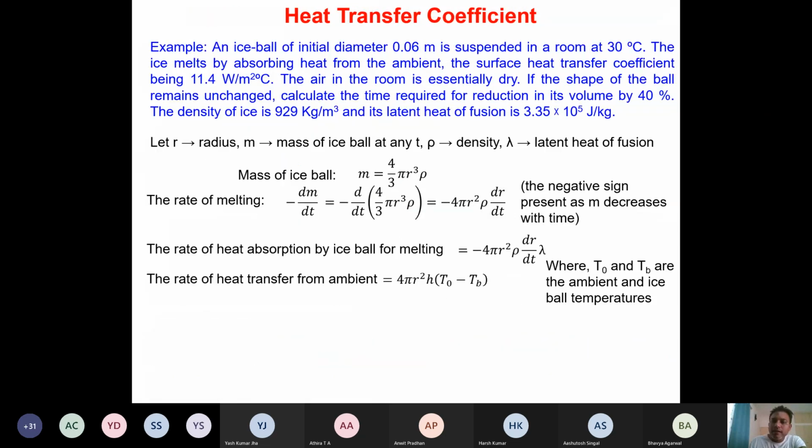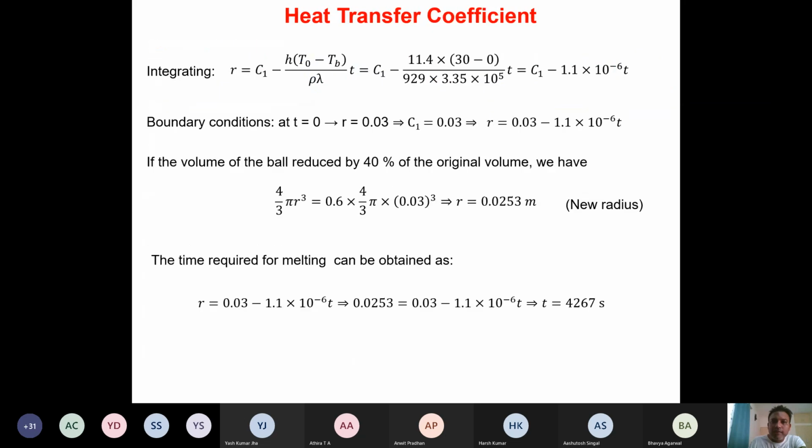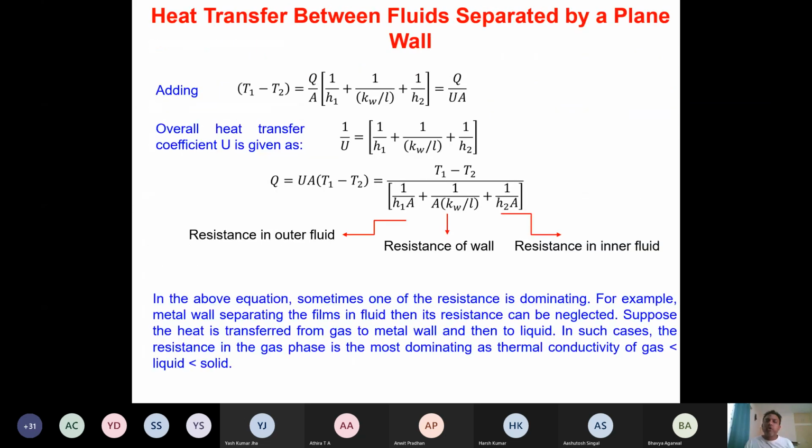Again, some problems we have solved in the last class. One of the important concepts which we have seen in the last class is the overall heat transfer coefficient. Remember, whenever we are looking at conduction, Fourier's law of heat transfer is used. Whenever we are looking at convection, Newton's law of cooling is used.